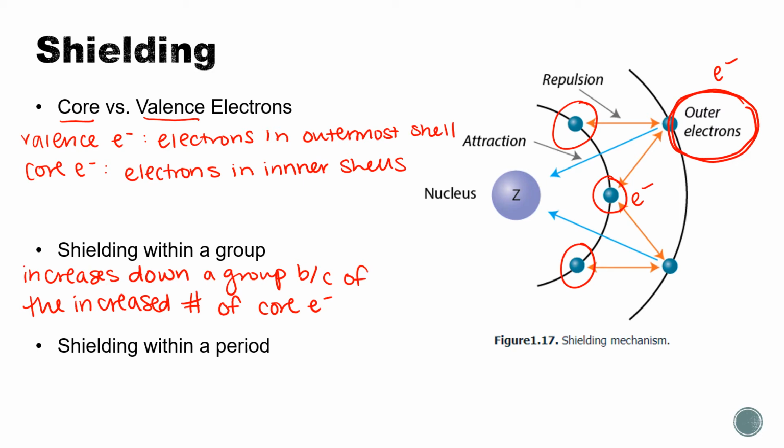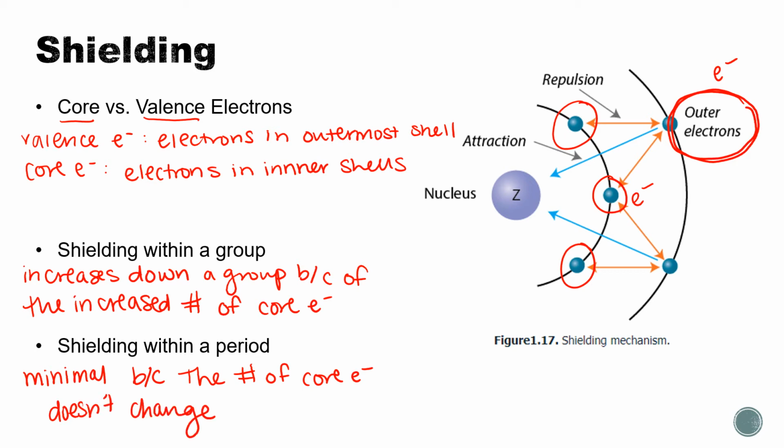Now, when we think about shielding within a period, we're going to say that that shielding is actually minimal, so it doesn't really happen, or doesn't really change, because the number of core electrons doesn't change.